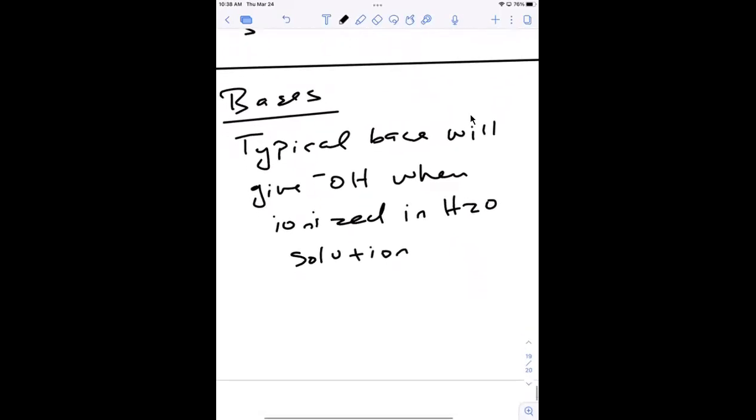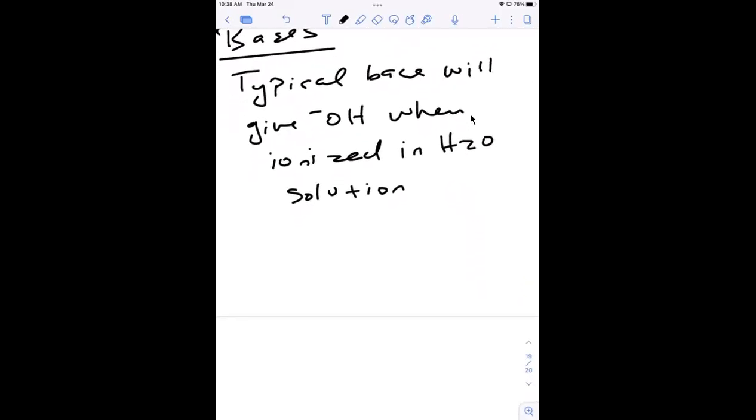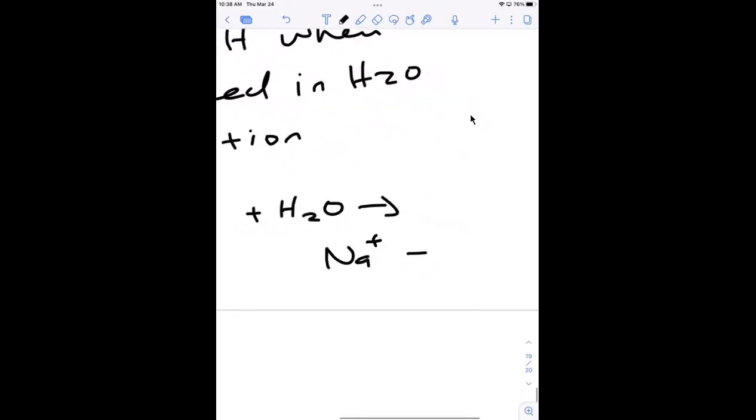So if you have, let's say for instance, sodium hydroxide, and you dissolve that in water, right? It's going to ionize to Na plus, OH minus.